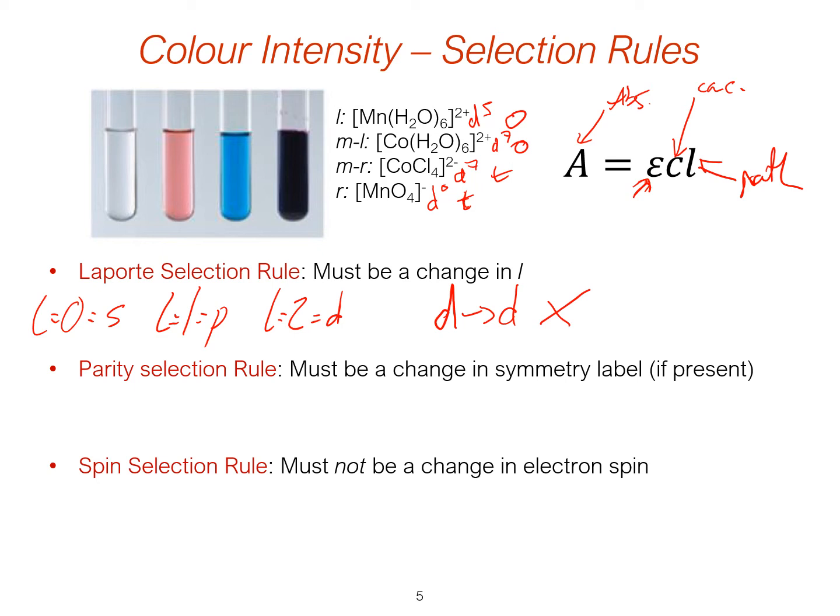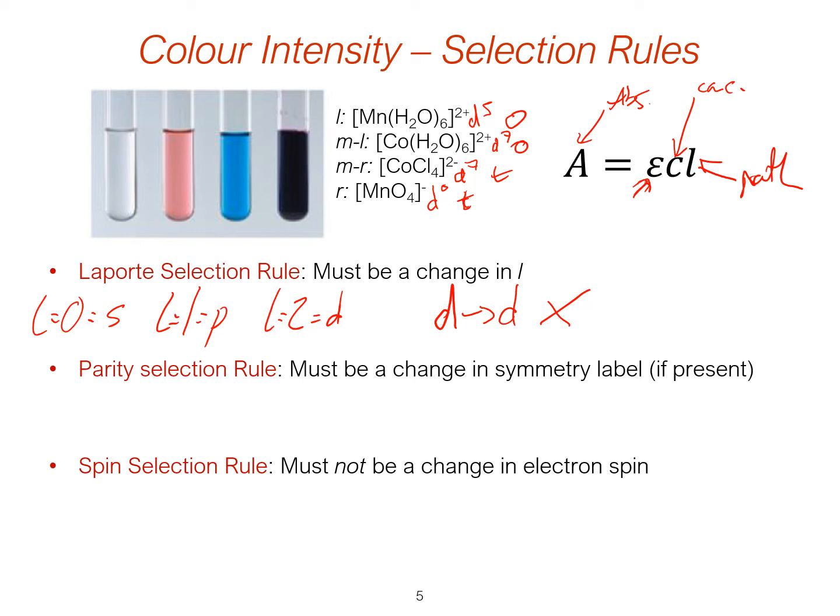So that means it's less likely to happen. That lowers this value of epsilon and therefore the intensity. You can see they're still pretty intense, so it's not like it completely stops it happening, but it lowers it. The second rule is the parity selection rule, and this says there must be a change in symmetry label if present.